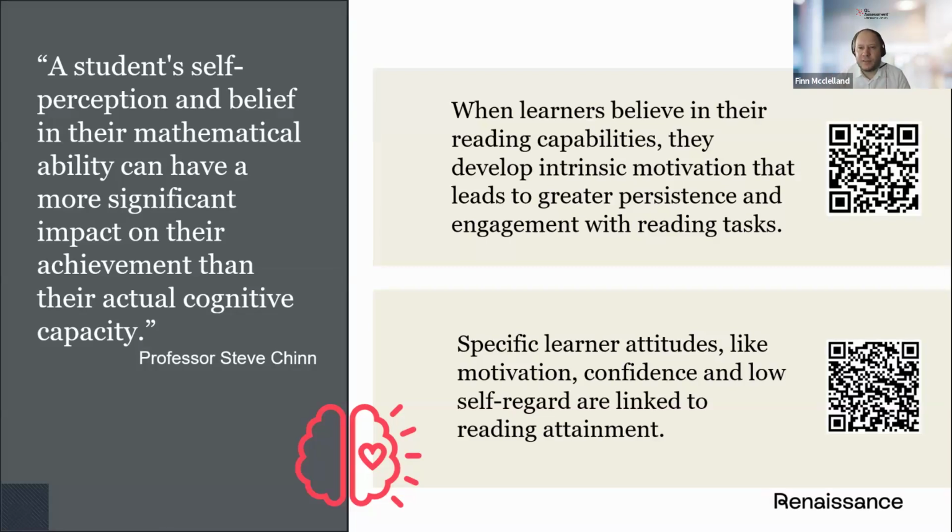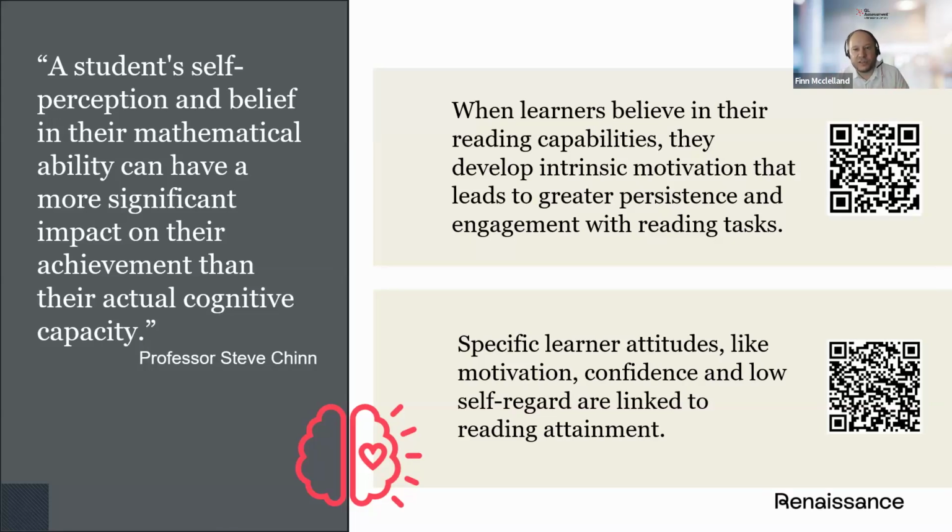Poor perception of ability is also known to impact other areas of learning, including mathematics. As Professor Steve Chin notes in the British Dyslexia Association's publication, Dyscalculia, Assessment, Teaching and Psychology, a student's self-perception and belief in their mathematical ability can have a more significant impact on their achievement than their actual cognitive capacity. So when learners develop mathematics anxiety or believe they cannot succeed in maths, this negative mindset becomes a self-fulfilling prophecy, creating a cycle where fear leads to avoidance, which further diminishes opportunities to develop skills and confidence.